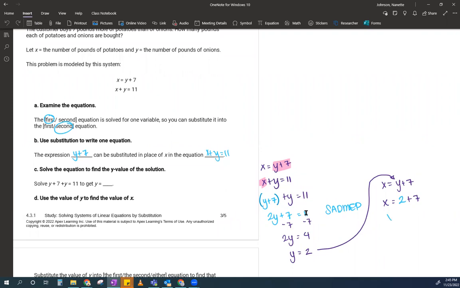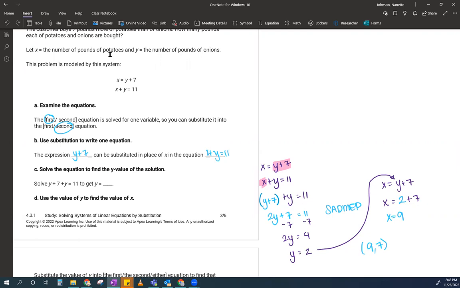Because I have my point 9 comma 2, I can now check my answers. Now this is a context problem, so they're going to want you to tell what it means. So 9 is the number of potatoes and 2 is the other one.